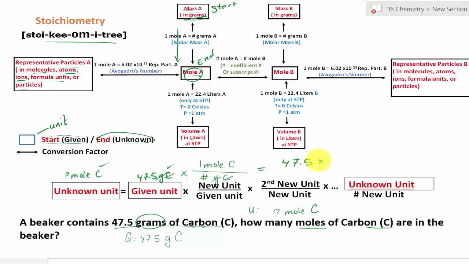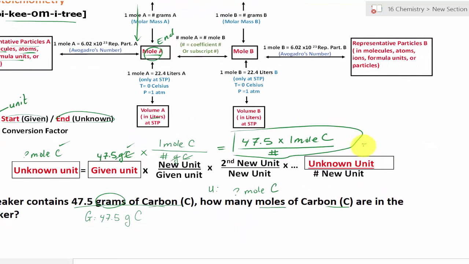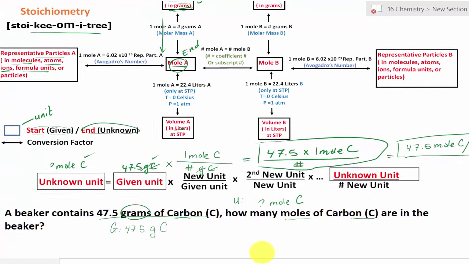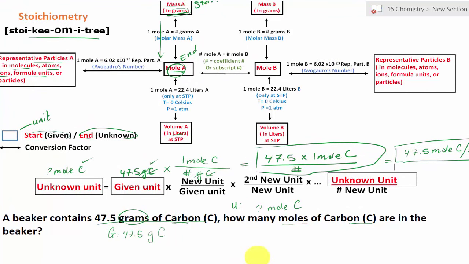That gives us 47.5 times 1 mole of carbon divided by the number. In later videos, we are going to talk about finding this number, but for now, let's focus on learning how to use a flowchart. And that would be our answer. If we were to write this on a computer, we would have 47.5 times 1, which is 47.5 moles of carbon, divided by a number. And that would be the answer that you would type on your Chromebook. And that's all you have to do when we have to look for the unknown using the stoichiometry flowchart.